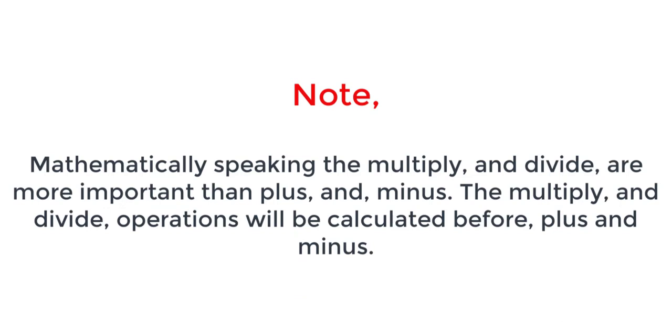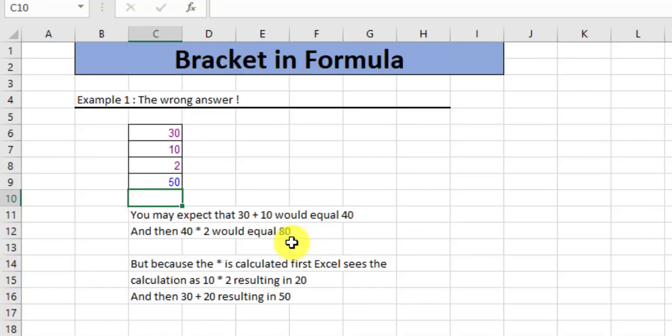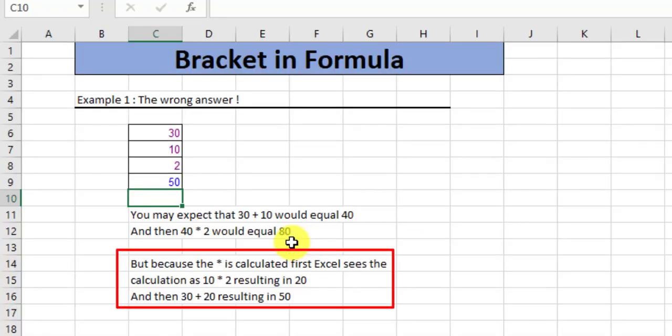Note, mathematically speaking, the multiply and divide are more important than plus and minus. The multiply and divide operations will be calculated before plus and minus. So, the multiply is calculated first. Excel sees the calculation as 10 into 2 resulting in 20. And then 30 plus 20 resulting in 50.